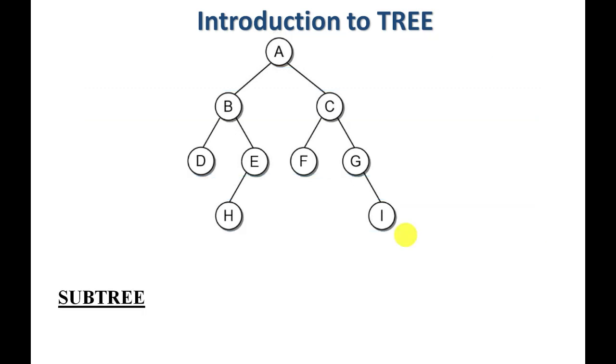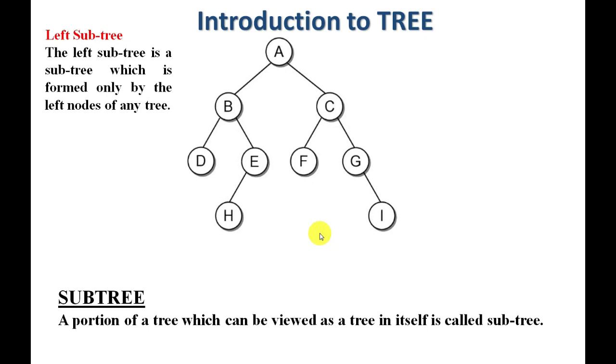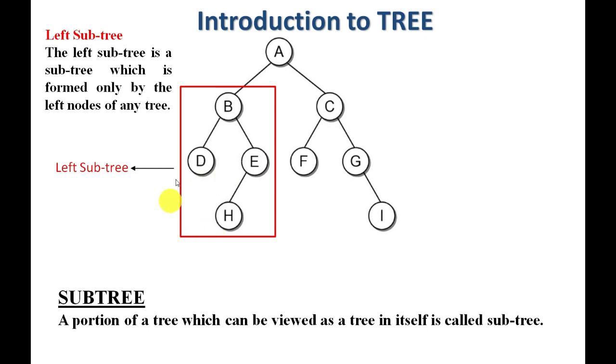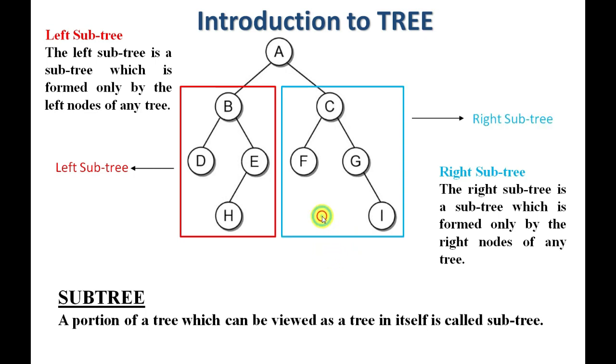Next, subtree. A portion of a tree which can be viewed as a tree in itself is called a subtree. Here, this BDEH is a subtree. Similarly, CFGI is a subtree. Left subtree. The left subtree is a subtree which is formed only by the left nodes of any tree. So here BDEH is the left subtree. The right subtree is formed by the right nodes of any tree. Here CFGI is the right subtree.